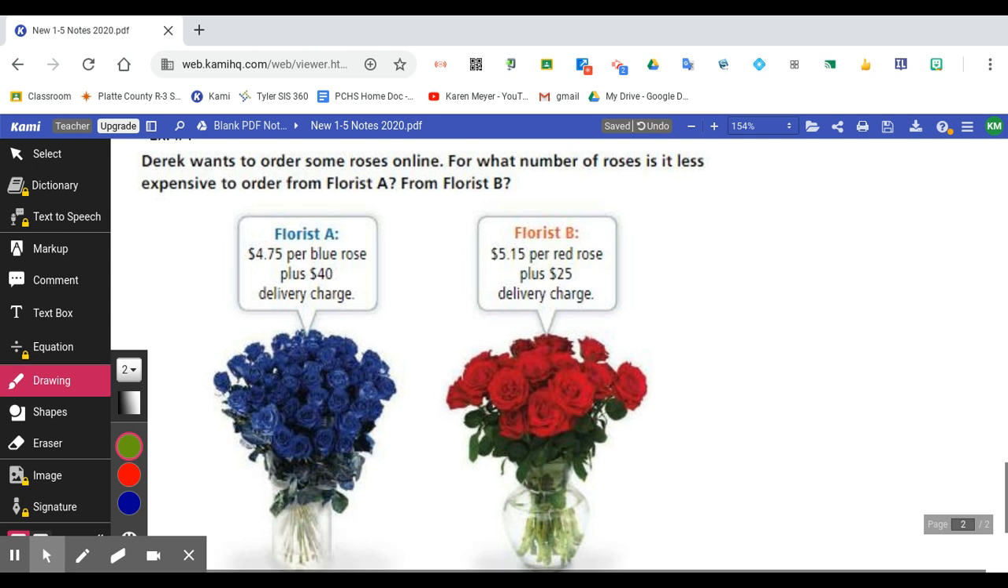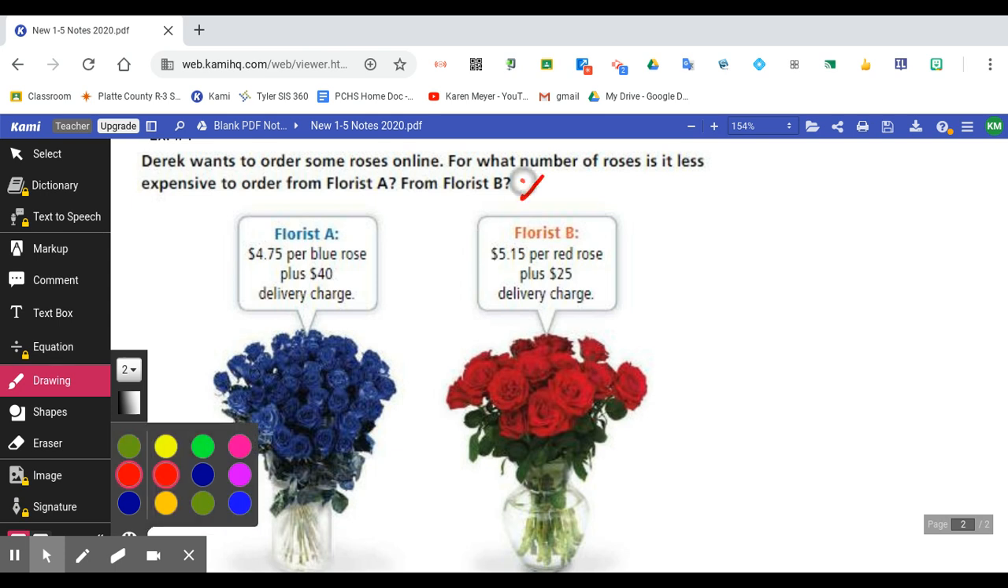One more example. For this one, it says Derek wants to order some roses. For what number of roses is it less expensive to order from florist A? And then what number of roses would it be less to order from florist B? So I'm just going to say that I'm going to choose the variable X, and X is just going to stand for the number of roses. So let's look at florist A and florist B.